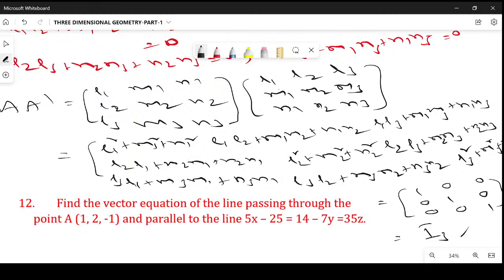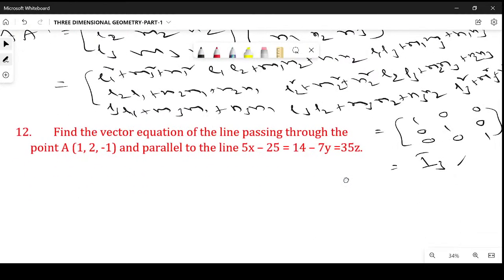Find the vector equation of the line passing through the point and parallel to the line. Passing through the point means we know x1, y1, z1, which is equal to 1, 2, minus 1. And the line is parallel to this line. From this line I can find direction ratios.